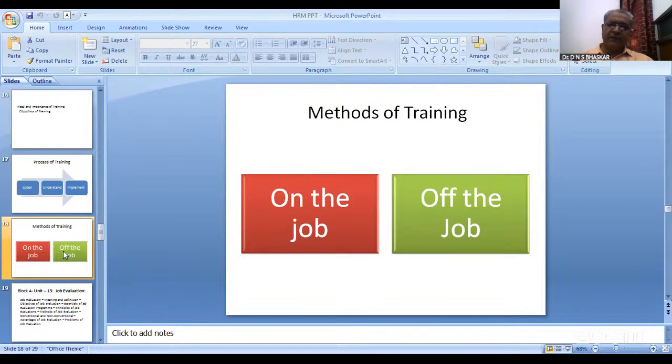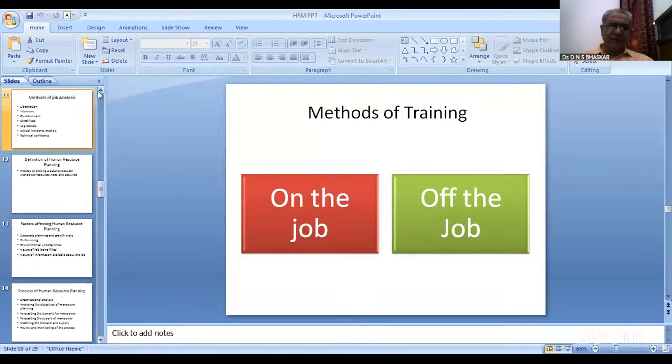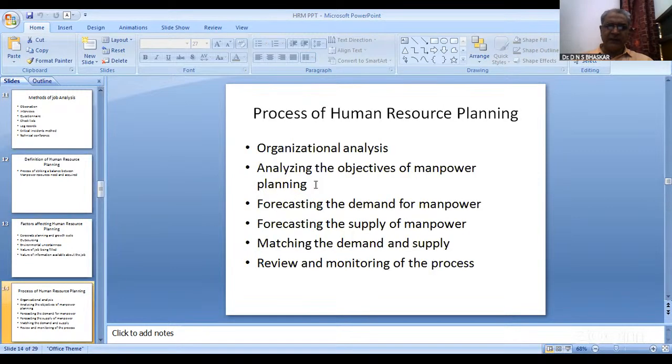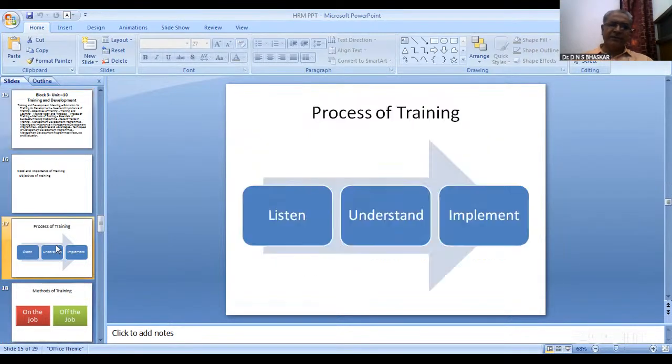So when we are talking about this, training is completely changing and making the people understand. During this class, let us review what we have learned. This is actually the last class. The process of human resources planning is another one. Then we started with block 3, unit 10, the most important aspect, training and development. In this case, we understood the difference between training and development.